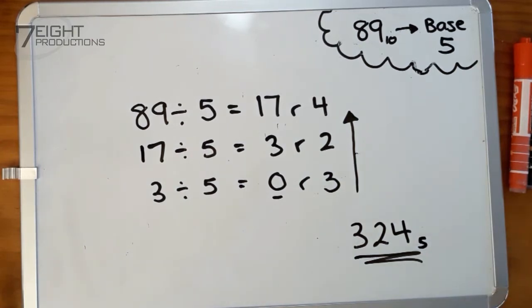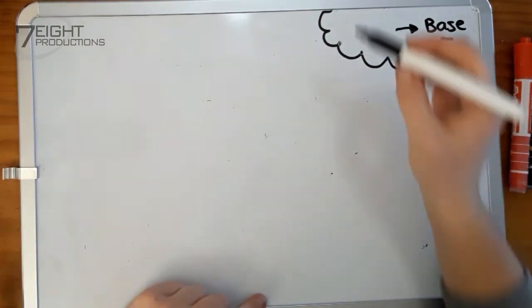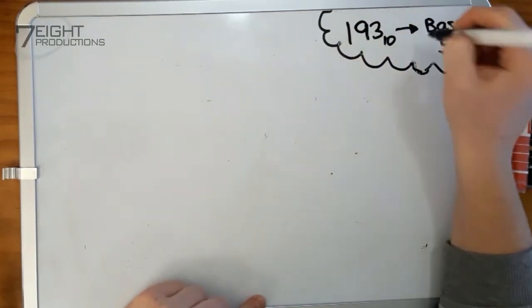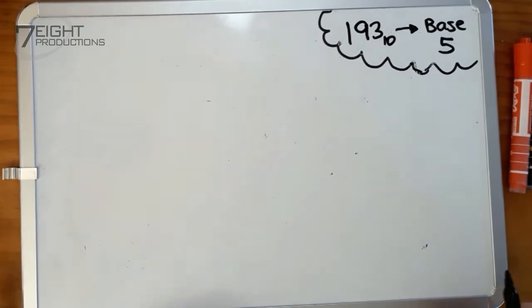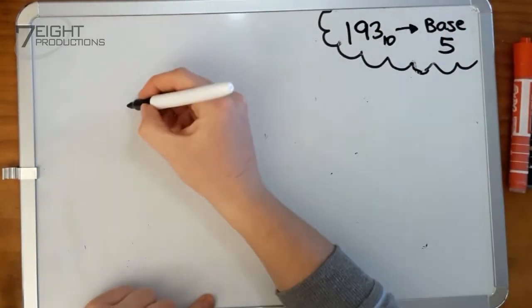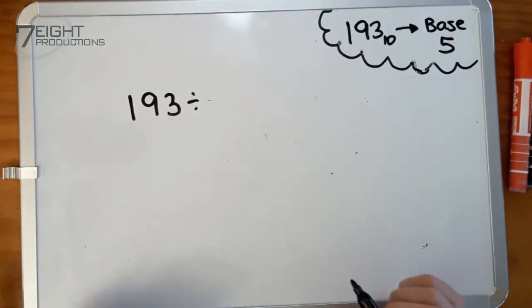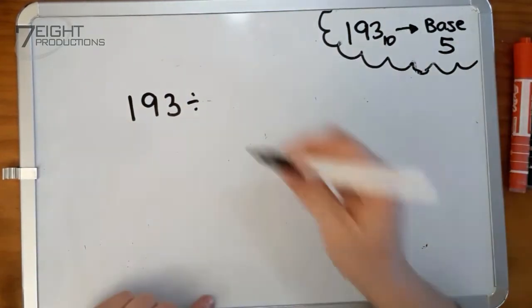Okay, let's try it again with another number. Okay, looking at the number 193 base 10, and we want to turn it into base 5. So we take this number, 193, and we're going to divide by the base we're trying to turn it into. In this case, 5.